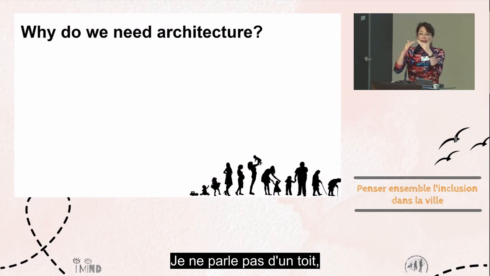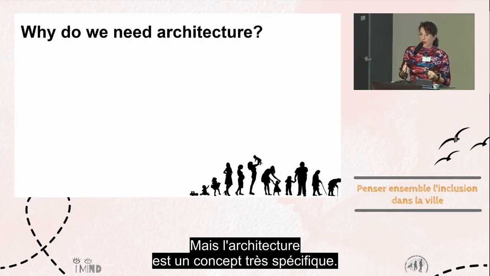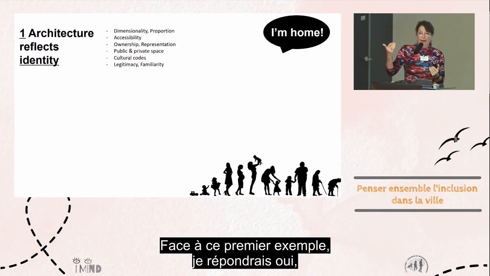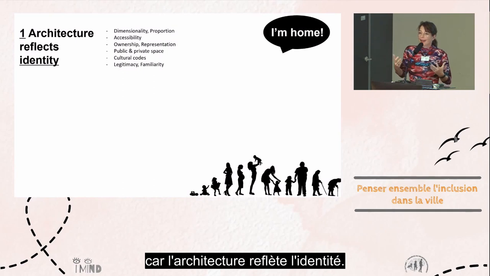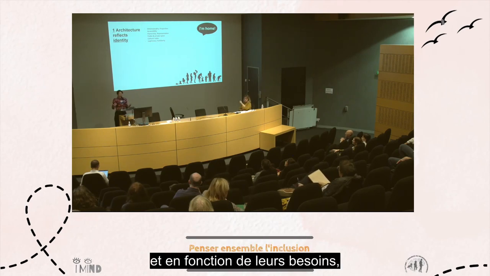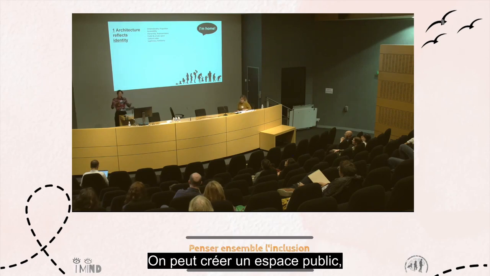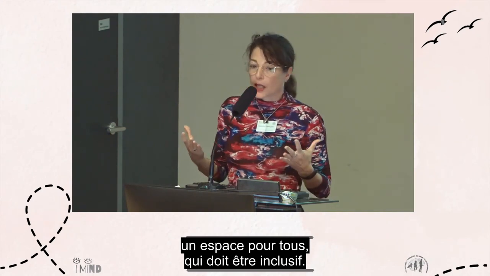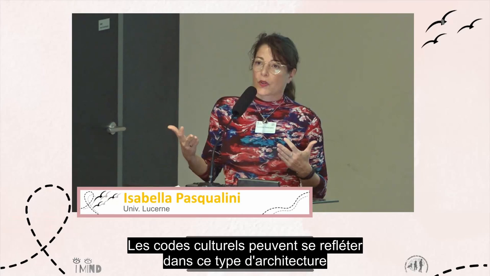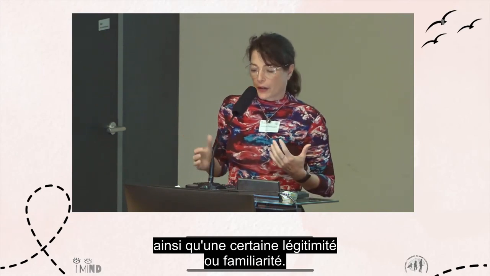But by that I don't mean a roof or a ceiling or rooms. Of course we do need that, but architecture is something very specific. And with that first example, I would say yes, because architecture reflects identity. So you can give people a home. You can give people, over a lifespan and over different needs, accessibility. You can give ownership, representation, and you can create public space, a space for everyone, which should be inclusive. The cultural codes can be reflected in this kind of architecture, and a certain legitimacy or familiarity.